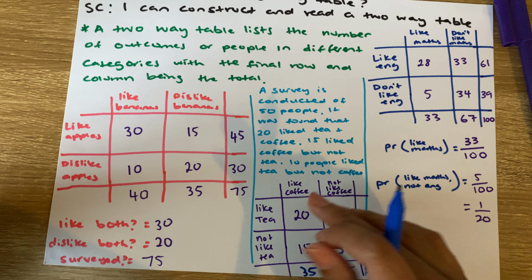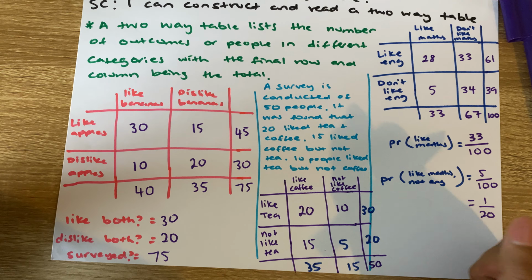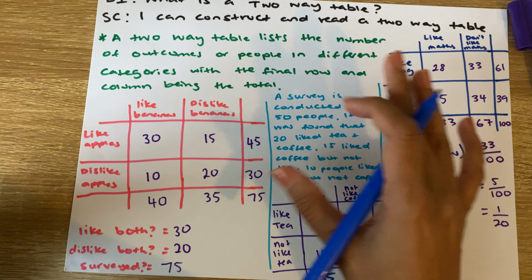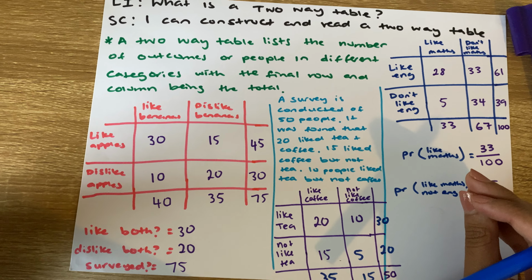What is the probability of people liking and not liking particular things? From this, we can also convert this information into a Venn diagram, which is what we're going to be looking at next lesson.